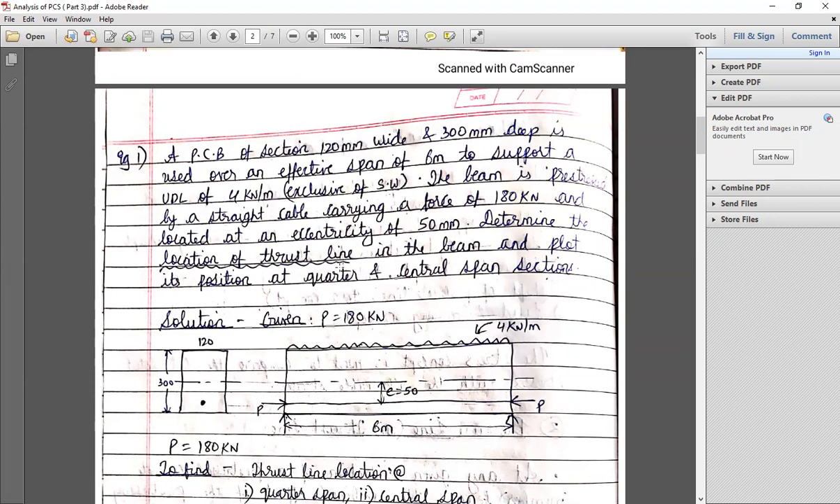So first let us write down the given data. As I've already told you, the first step is to draw the figure properly. You will draw the cross section and the longitudinal section. So first I have drawn the cross section here. Width is 120, depth is 300, and then the longitudinal section also. Okay, span is 6 meters, simply supported, and the pre-stressing force is applied at an eccentricity of 50 mm. So the eccentricity I have shown, the pre-stressing force tendons I have shown, and then the live load is 4 kilonewton per meter. I hope the figure is clear to everyone.